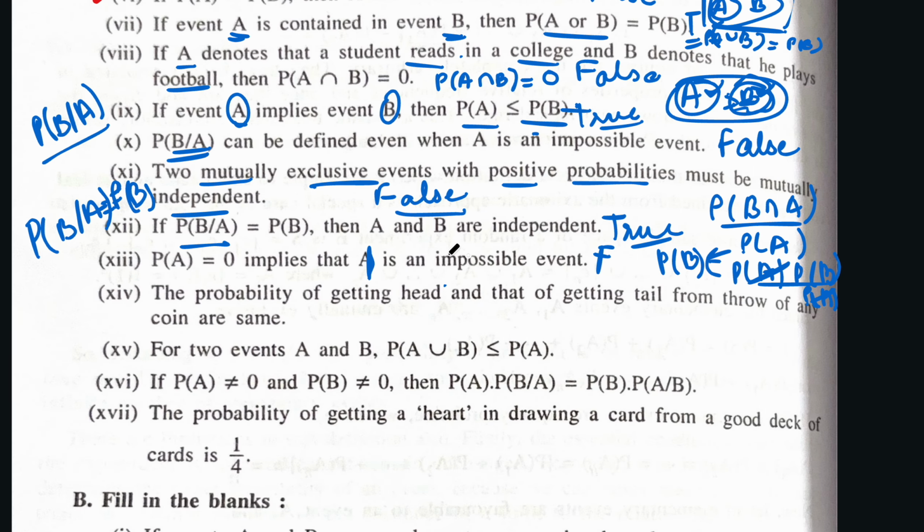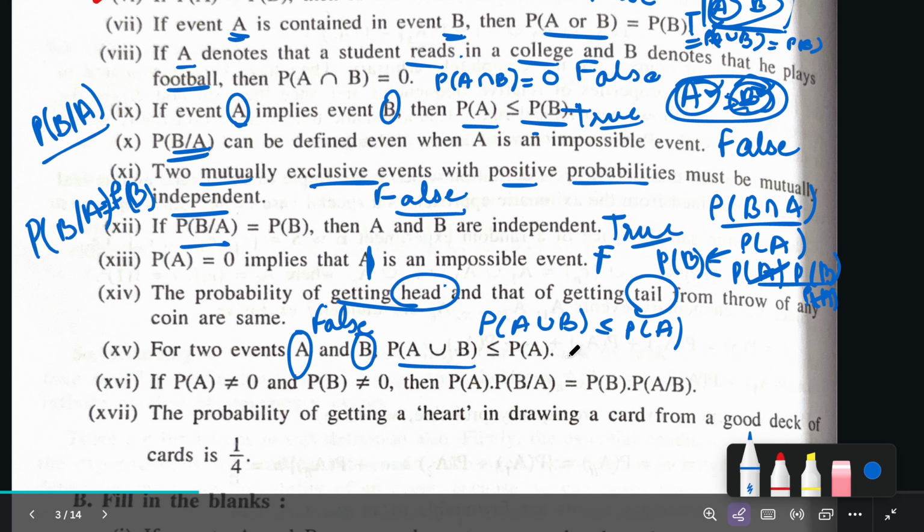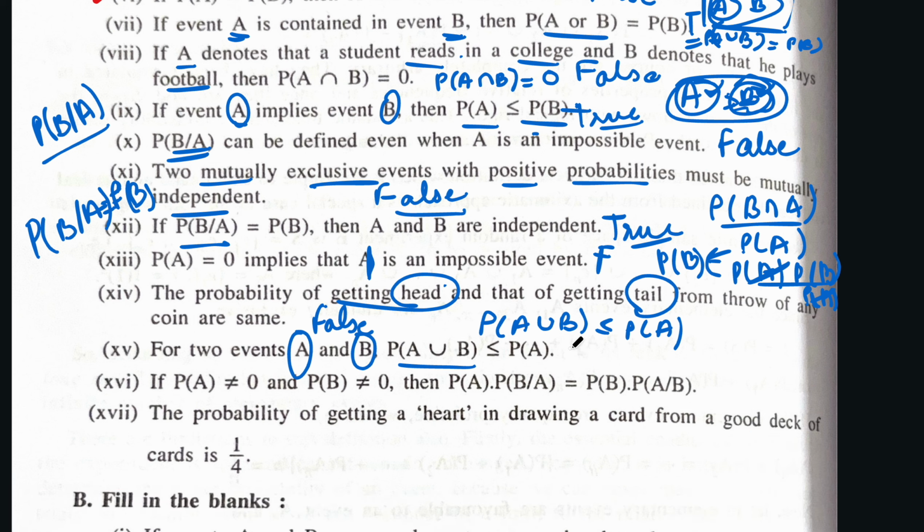Alright. The probability of getting head and getting tail from a throw of any coin are same. I think this will be false because only from an unbiased coin is it true. Okay, if probability of A and B are given for any two events, probability of A union B is less than or equal to probability of A. Not always. Yeah, this is false.